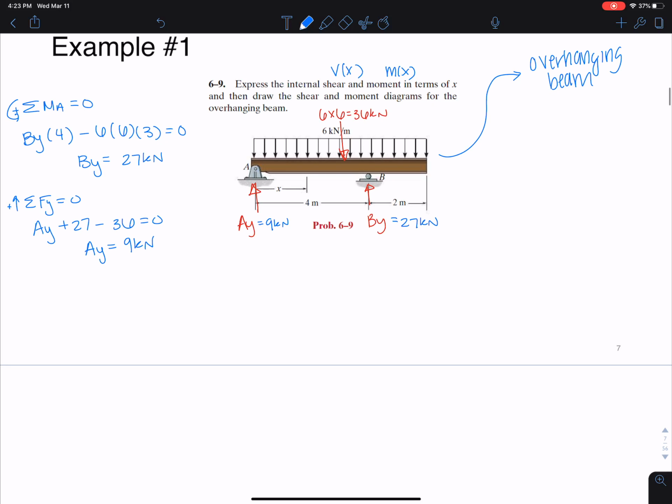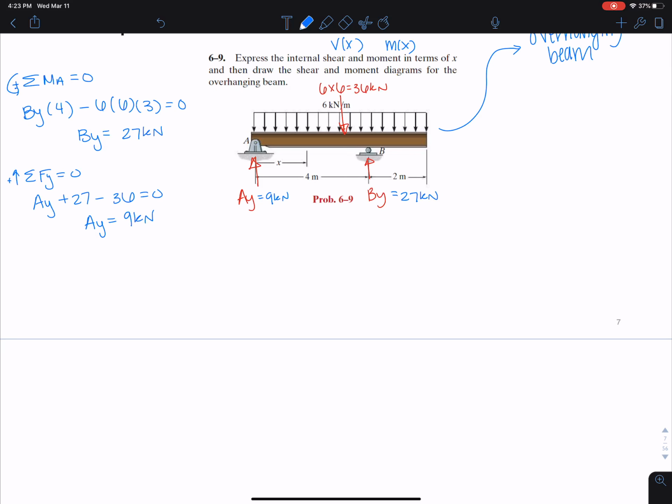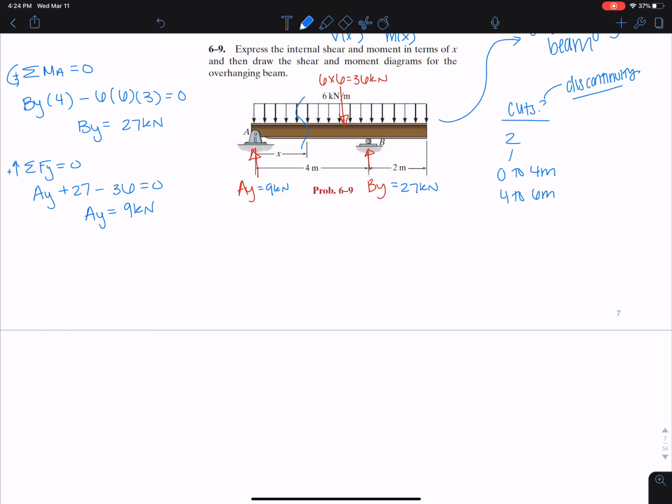So here, what we first need to figure out is how many cuts do we need to make along this beam in order to get a function of moment, right? So how many cuts? We would actually need 2, right? Because from 0 to 4 meters, we have no change, but then from 4 to 6 meters, we do have a change. We have the roller, right? So we need to make a cut anywhere there's a discontinuity. Okay, so let's start. Let's go with cut number 1.